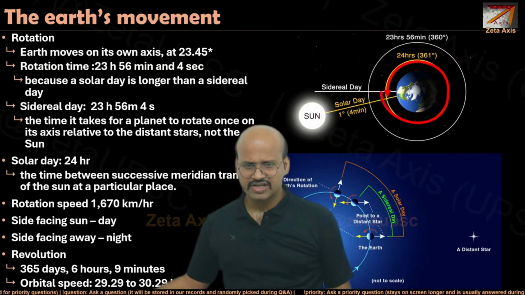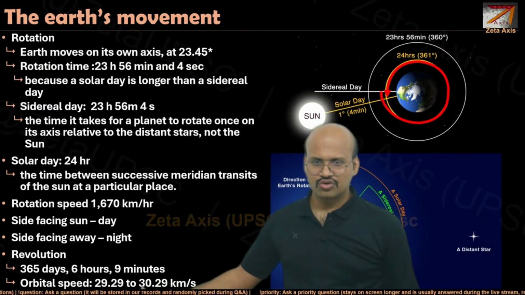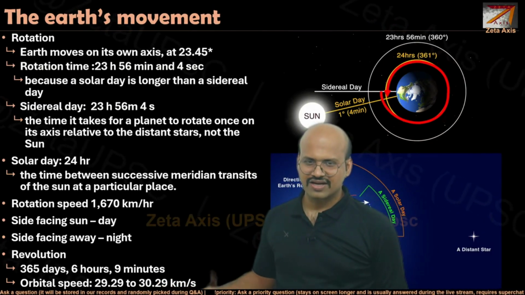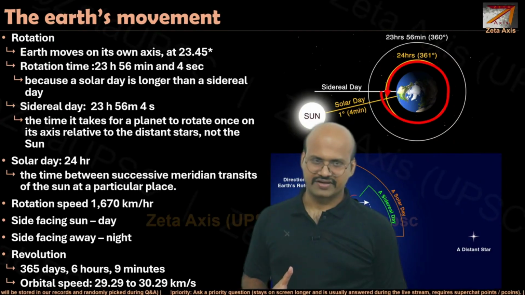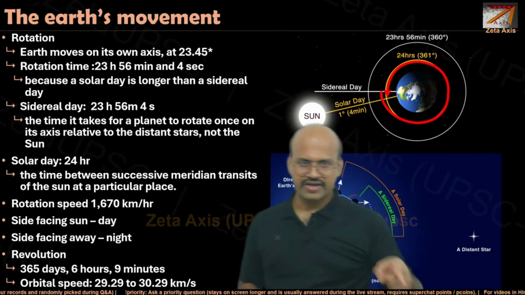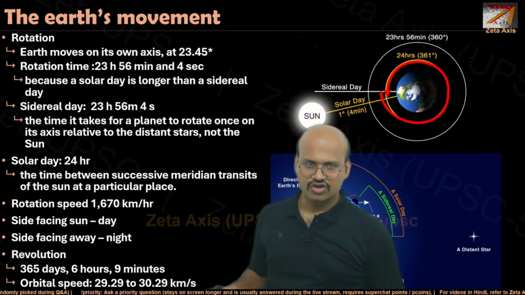Then we have this orbital speed, which is around 29.29 to 30.29. So that is around 30 km per second. So our Earth is revolving around the sun at this speed, 30 km per second.